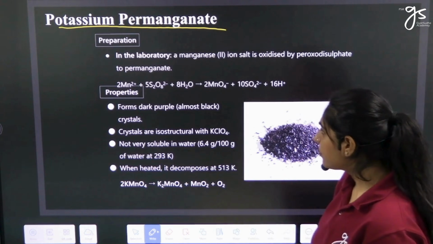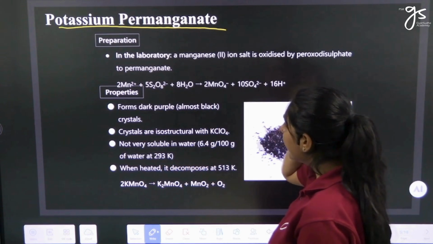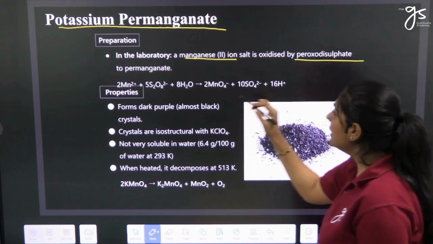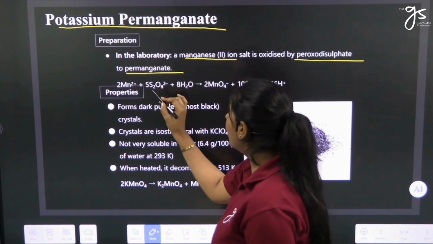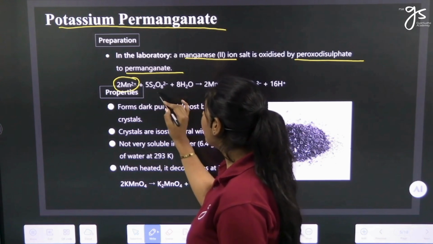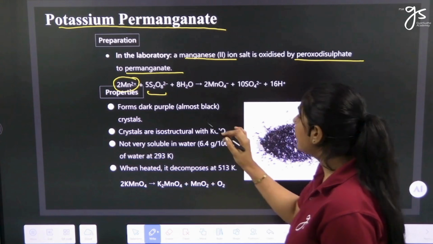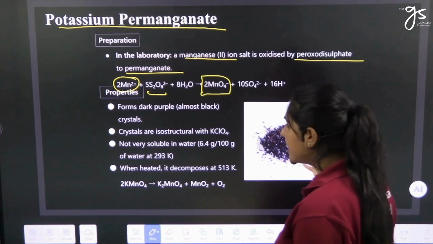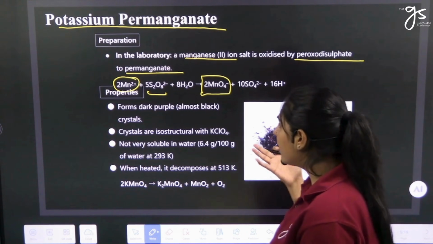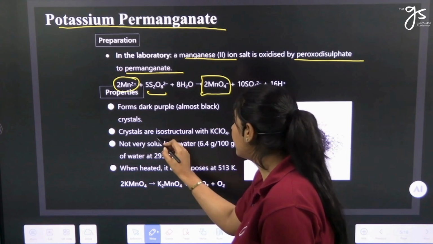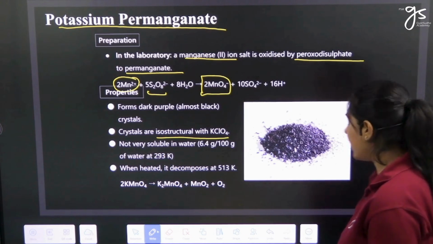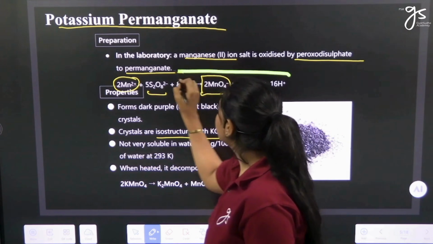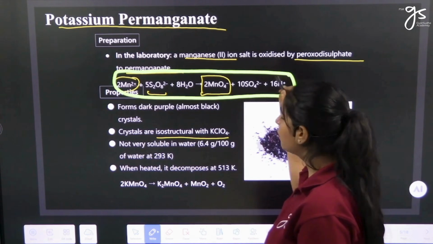So for preparation in the laboratory, it is prepared by manganese salt oxidized by peroxodisulfate to form permanganate. Over here you can see the manganese ion with peroxodisulfate giving rise to the formation of permanganate. What is the color? You can see the picture as well. It is dark purple or almost black crystals, and it has a similar structure to KClO3. Yes, moving ahead, this complete reaction is very important for you to understand, right?